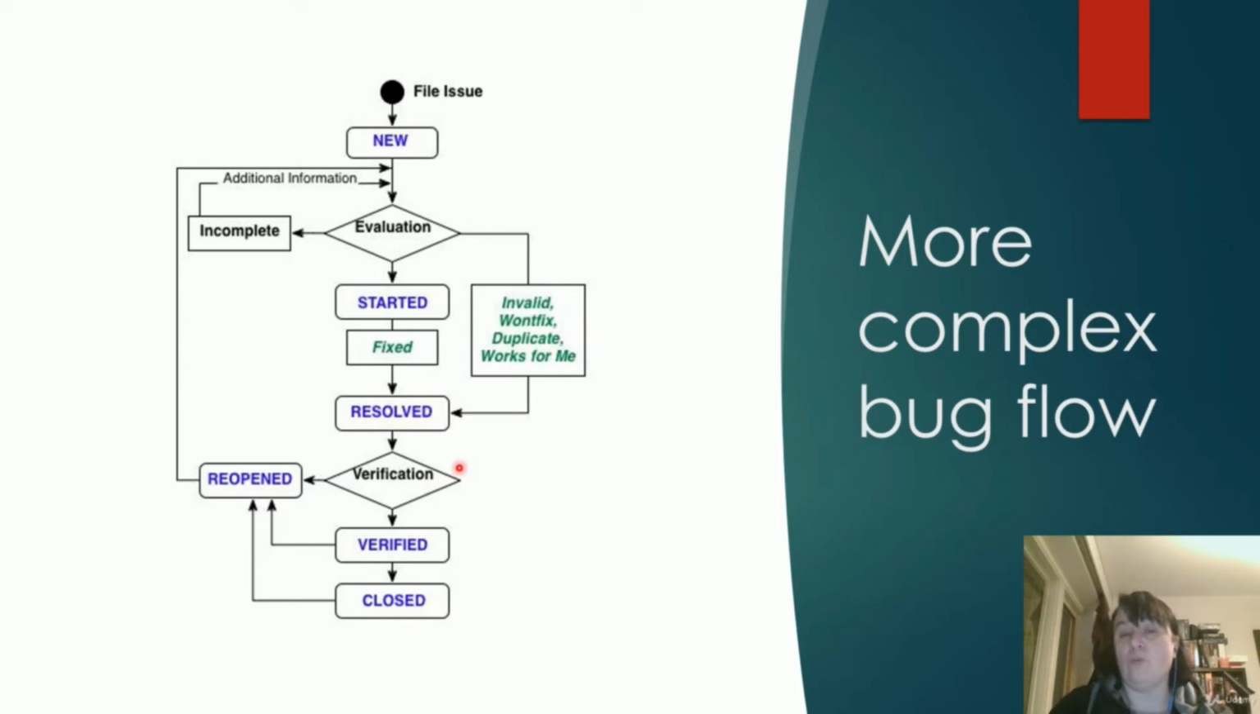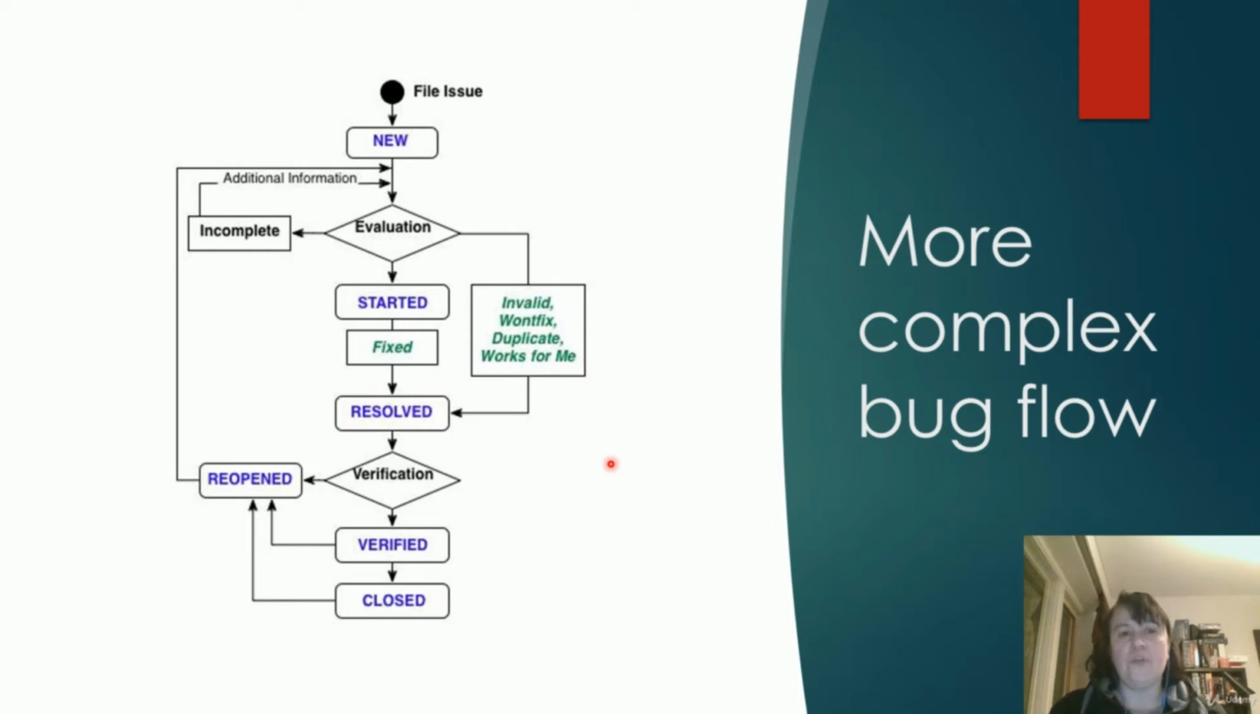And then the bug will go to verification. That means the QA will verify if the fix is really working. After verification is another status, verified. And it can also be reopened if you see the fix failed on the target device and operating system. If it didn't fail, if everything is okay, we can close it. But otherwise, it goes to reopened. And if it's reopened, we go all the way back to new and evaluation. So this is one of the more complex bug flows.